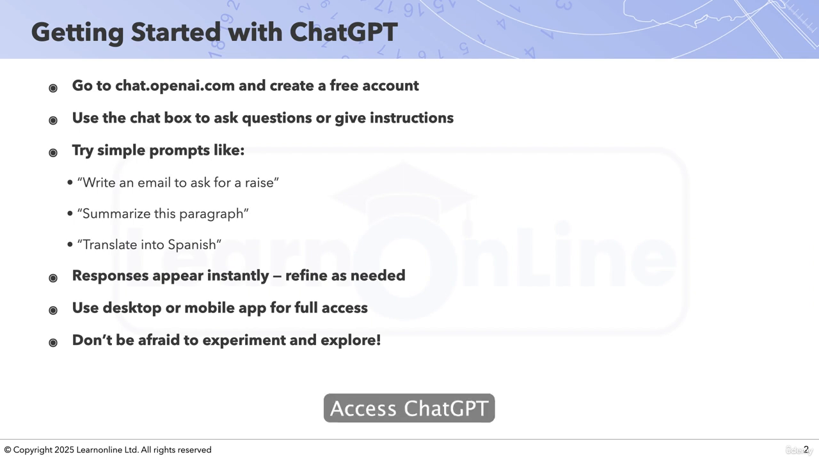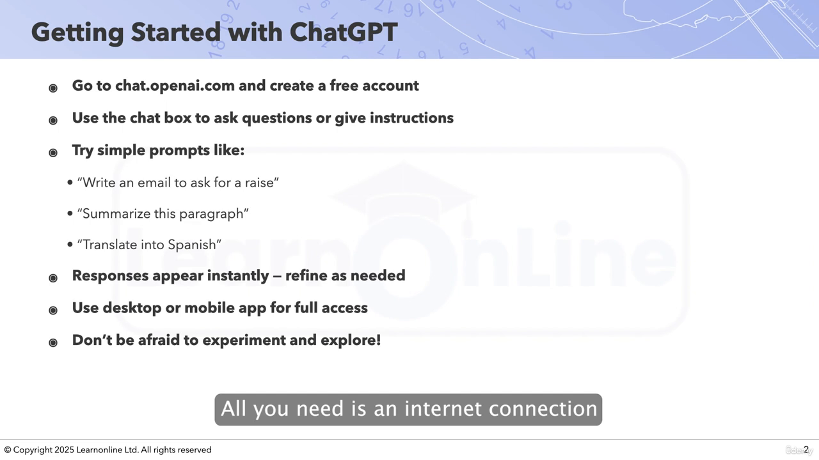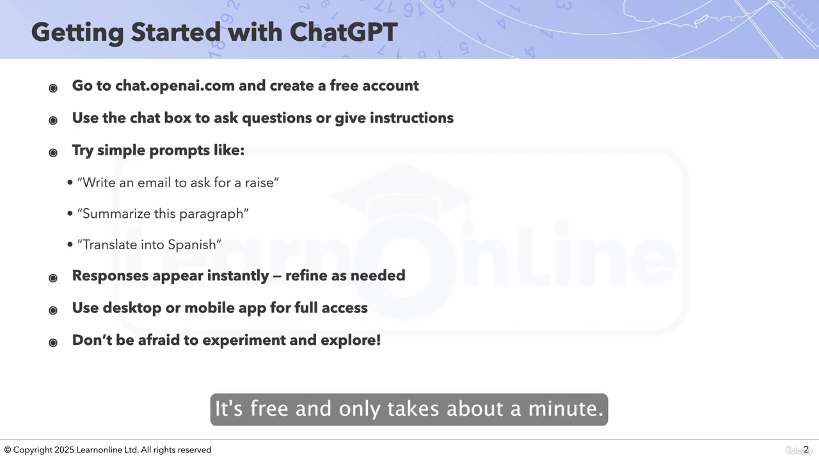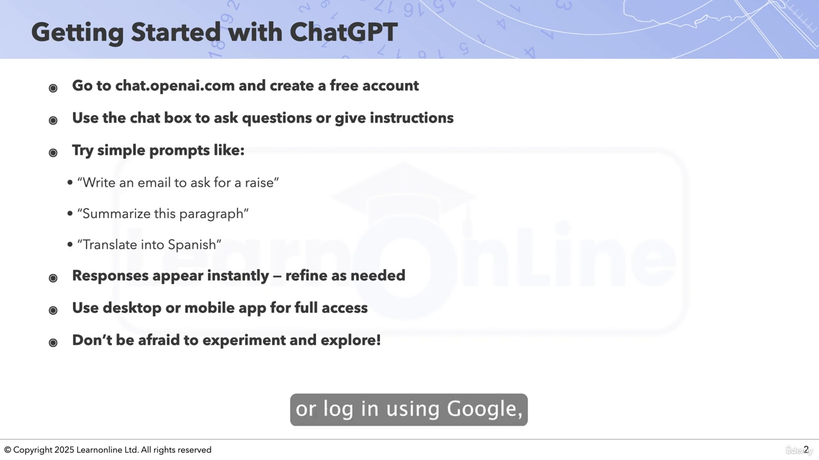Step 1. Access ChatGPT. To use ChatGPT, all you need is an internet connection and a browser, like Chrome, Safari, or Firefox. Just type this into your address bar, chat.openai.com. If you don't have an account yet, you'll be prompted to create one. It's free and only takes about a minute. You can use your email address or log in using Google, Apple, or Microsoft.